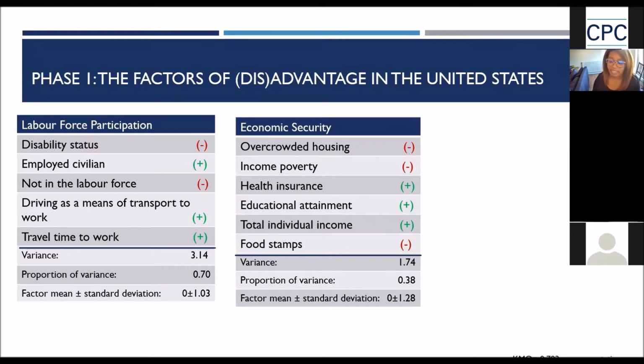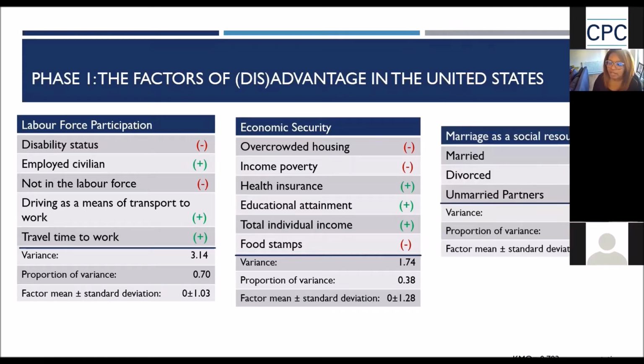For instance, living in overcrowded housing, being income poor, and being a food stamp recipient relate to this first understanding. Exposure to these types of scenarios indeed influences economic security. And the other variables that loaded on this factor relate to an individual's ability to recover from these adverse events. If a person has health insurance, they're able to protect themselves from the adverse effects of illness and injury.